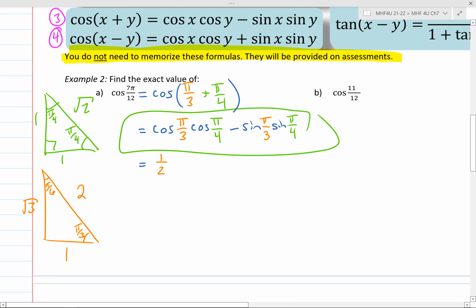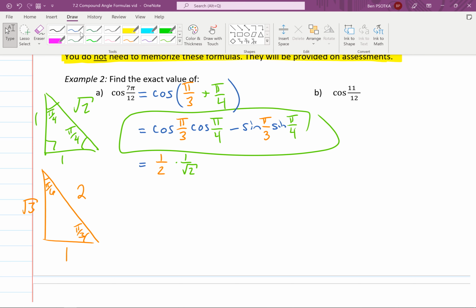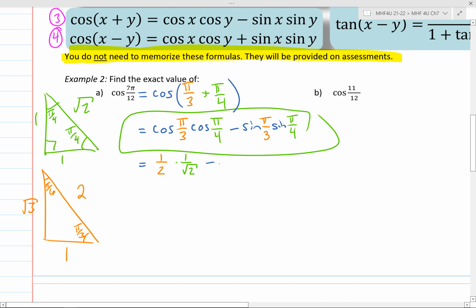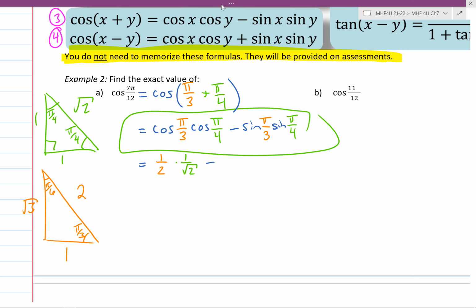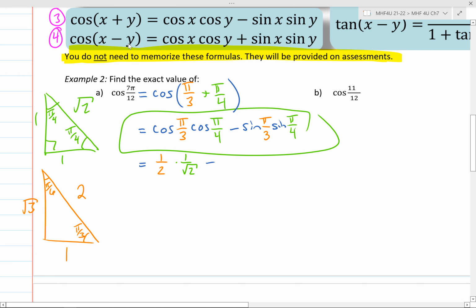So we're working with pi over 4. The adjacent side over the hypotenuse of pi over 4, that is 1 over the square root of 2. All right, now we're working with the sine of pi over 3. Well, the sine of pi over 3, that's the opposite side over the hypotenuse for, again, pi over 3. We're working with the square root of 3 over 2.